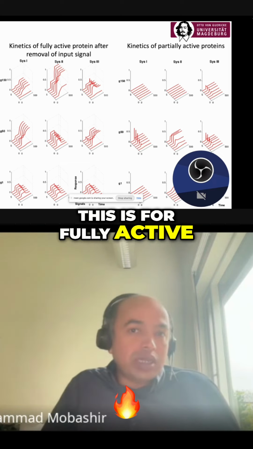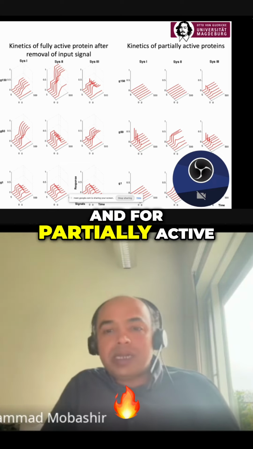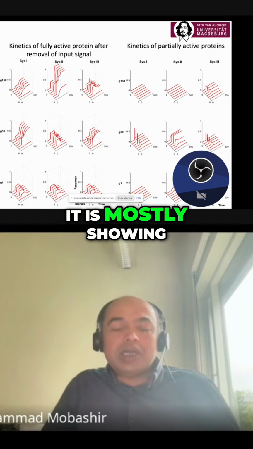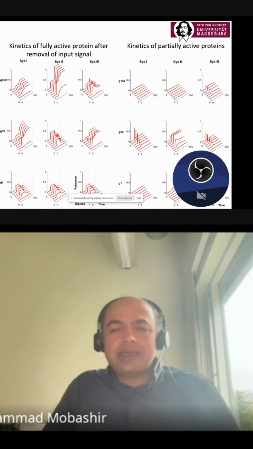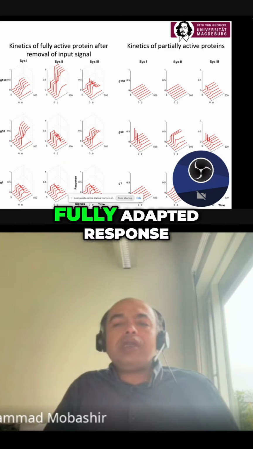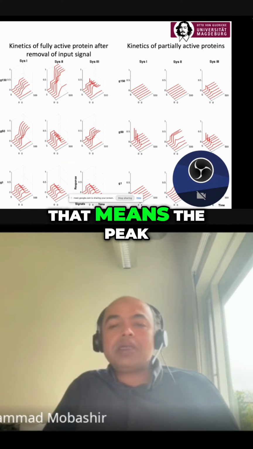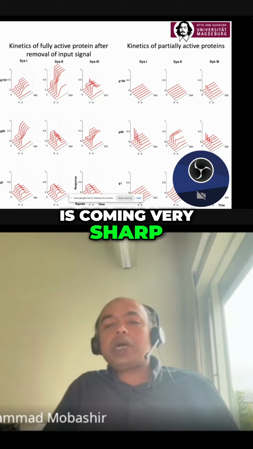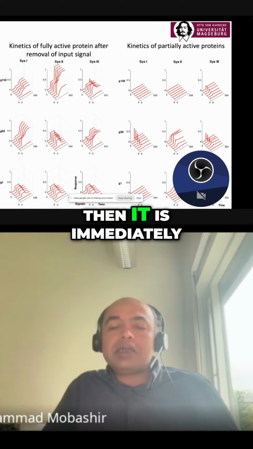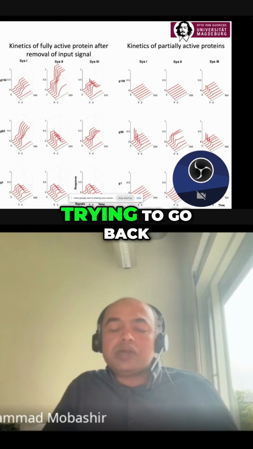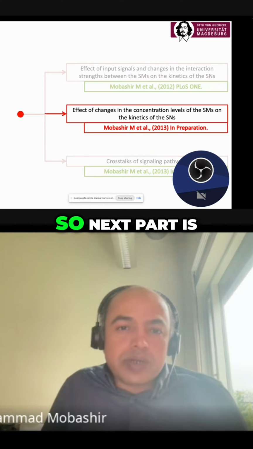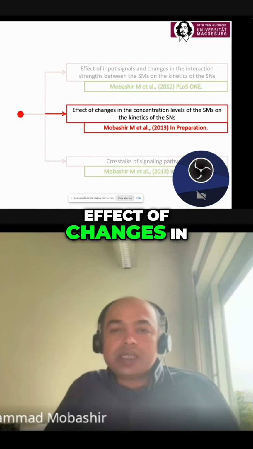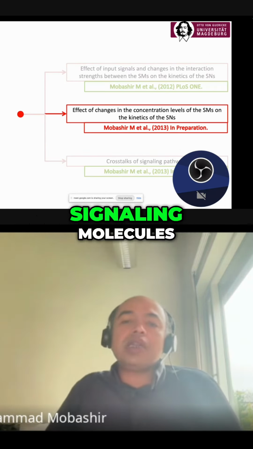This is for fully active, and for partially active it is mostly showing that there is highly transient or fully adapted response. That means the peak is coming very sharp, and then it is immediately trying to go back to zero. So next part is effect of changes in the concentration levels of signaling molecules.